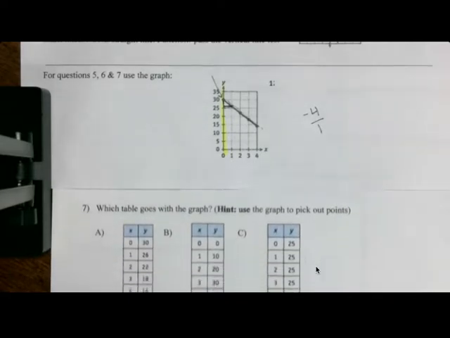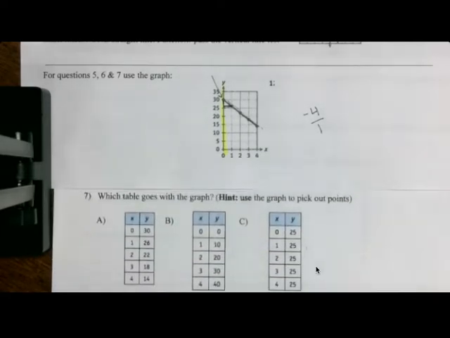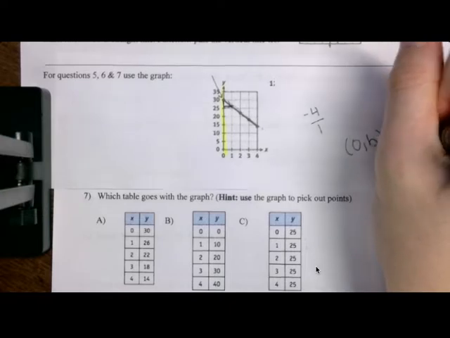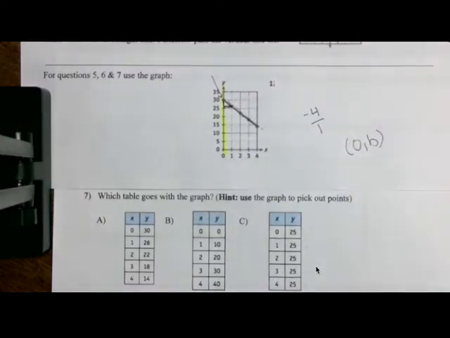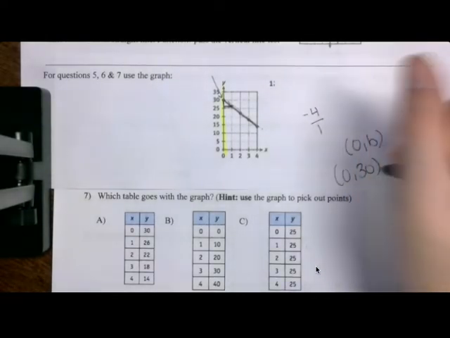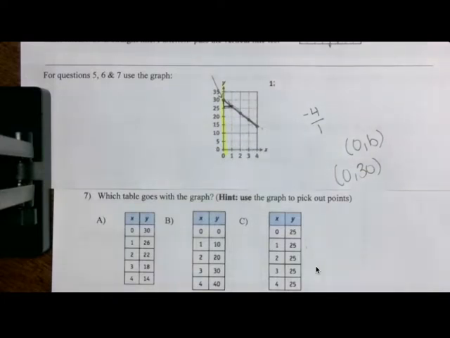All right, now we're looking at 7. Which table goes with the graph? So it says, hint, use the graph to pick out points. So like we talked about earlier, our B, right, is always at the point 0, comma B. So in this case, what number did we say was our starting value? 30. So this would be 0, comma 30.